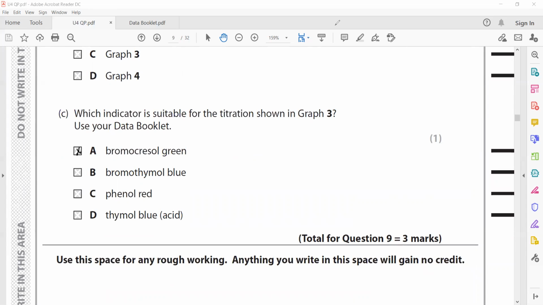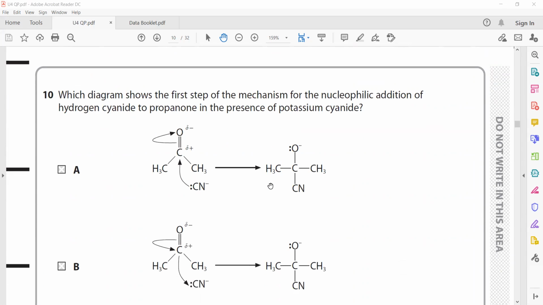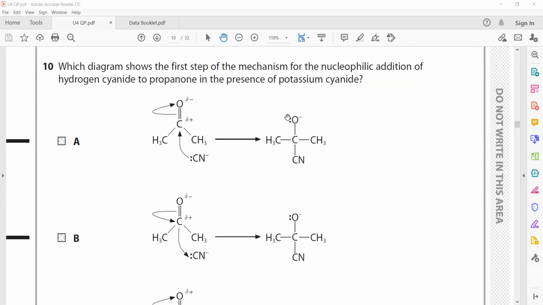So using a data booklet, you have to work it out. Then, which diagram shows the first step mechanism of nucleophilic addition of hydrogen cyanide to propanone? So carbon should be partial positive. The lone pair should be attracted towards the positive carbon, and oxygen should take both of the electrons involved in the bonding. That's why oxygen will get a negative charge.